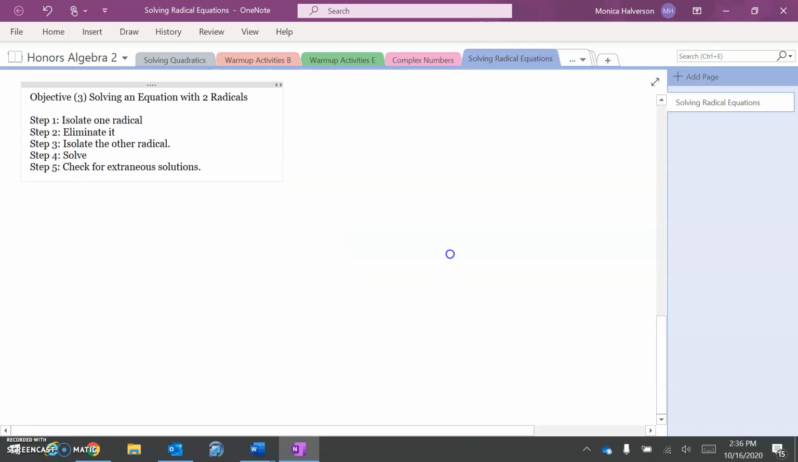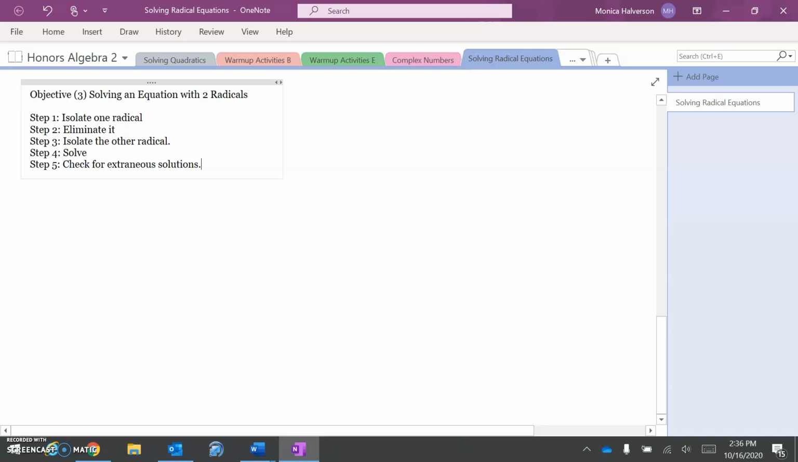So the last thing we're going to talk about is solving an equation that involves more than one radical. And the steps to doing this are that you want to isolate one radical first, eliminate that radical, isolate the second radical, solve, and check for extraneous solutions. So let's look at an example like this.